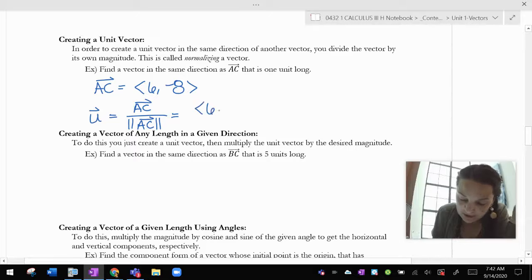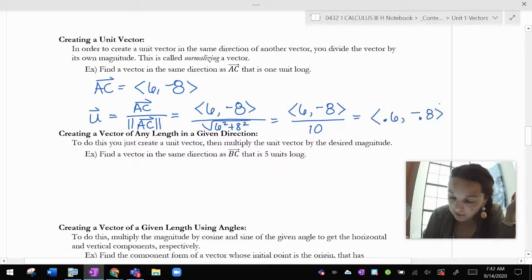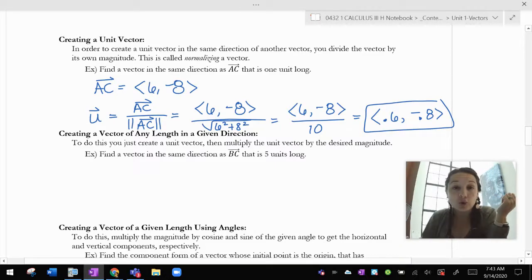So I'm going to take 6, negative 8, and divide it by the square root of 6 squared plus 8 squared, which is 100. So 6, negative 8 divided by the square root of 100, which is 10, is going to get me the vector 0.6, negative 0.8. That is now a unit vector in the same direction as 6, negative 8.